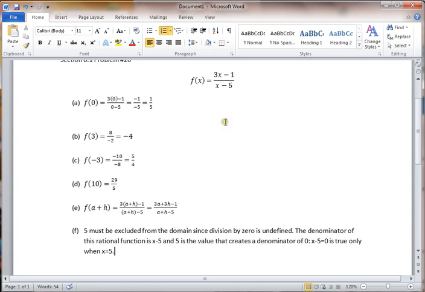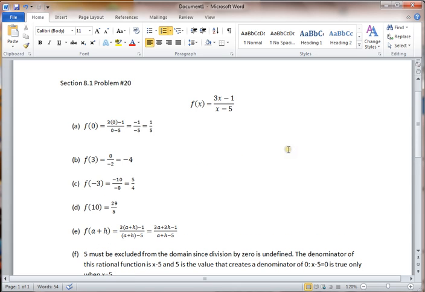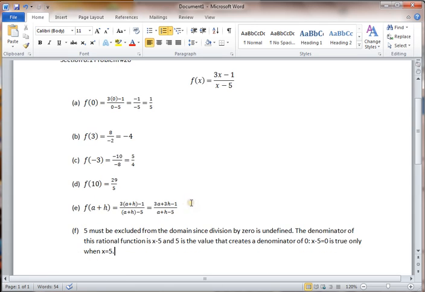You can also solve for the value that's not in the domain by taking the denominator of the fraction, x minus 5, and setting it equal to 0. X minus 5 equals 0 is the value that's not in the domain. So when I solve this equation to get x equals 5, that's the value that must be excluded from the domain. All right, so that's a simple function problem, evaluating this function at different numerical and algebraic expressions, and then a little bit about the domain of a function.